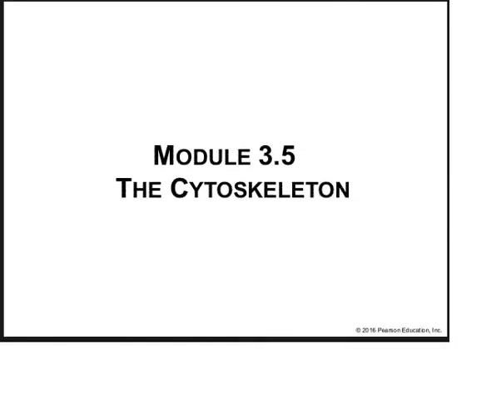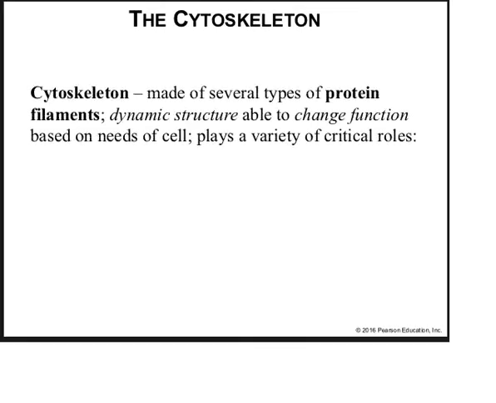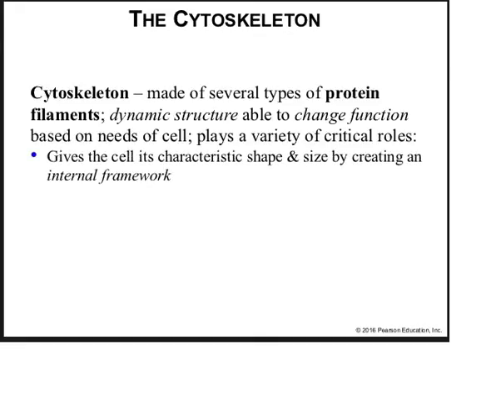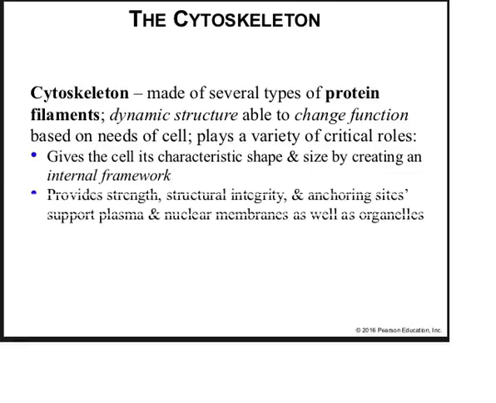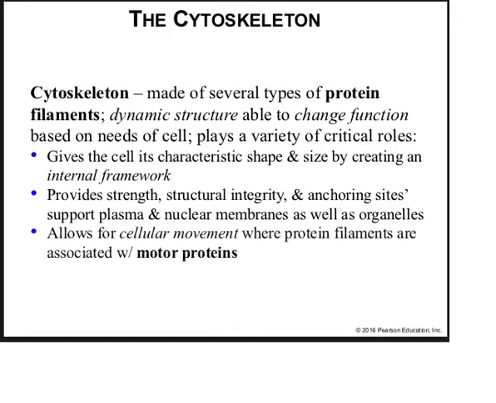Okay, our next topic is the cytoskeleton, which is made up of several types of protein filaments. It's a dynamic structure that can change its function based on the cell's needs, and it plays a variety of roles in normal cell function. It gives the cell its shape and size by creating a framework. It provides strength, structural integrity, and anchoring sites for the support of plasma and nuclear membranes and organelles.